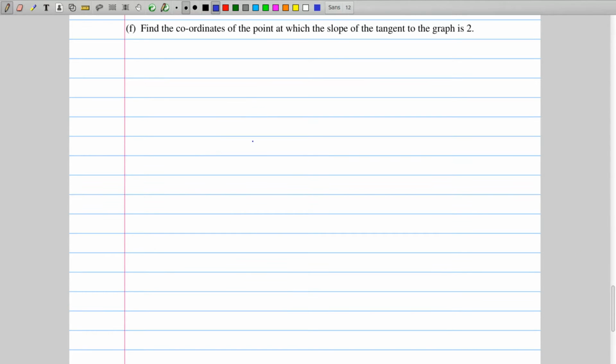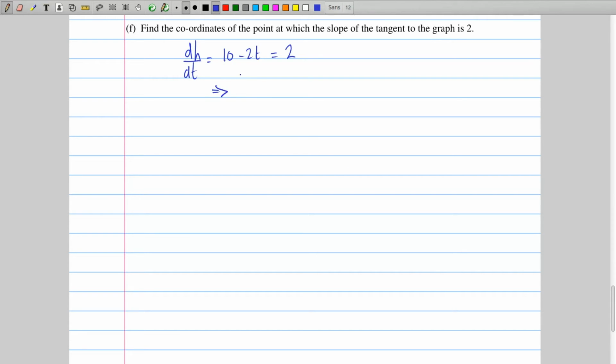The very last part of this question asks us to find the coordinates of the point at which the slope of the tangent to the graph is 2. Once again, we have to rely on the derivative. The derivative not only tells us the speed, but it also tells us the slope of the tangent to the graph. So we have that is 10 minus 2t, and we know that that's equal to 2 because that's the particular situation that we're interested in looking at.